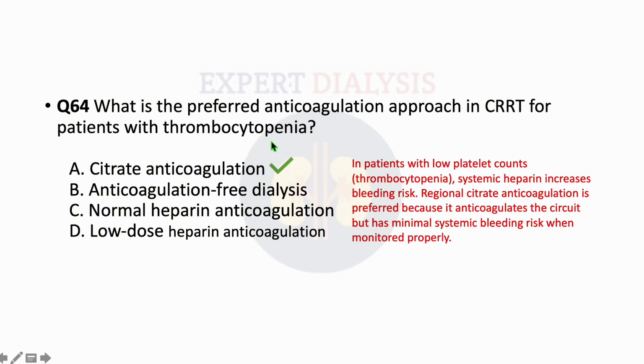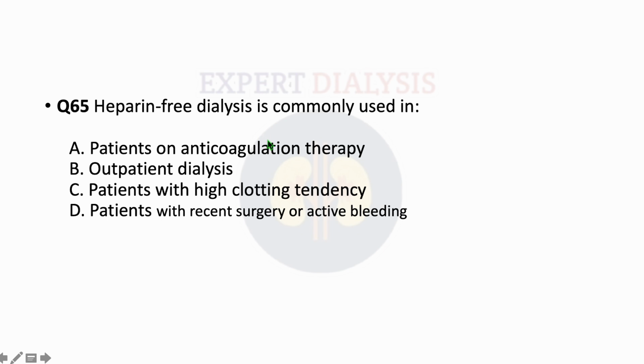Moving ahead to the fifth question. It says: heparin-free dialysis is commonly used in. We have to tell where we use heparin-free dialysis. Option A is patient on anticoagulation therapy. Option B is outpatient on outpatient dialysis. Option C is patients with high clotting tendency. And option D is patient with recent surgeries or active bleeding.